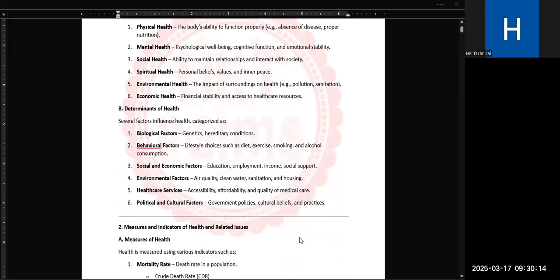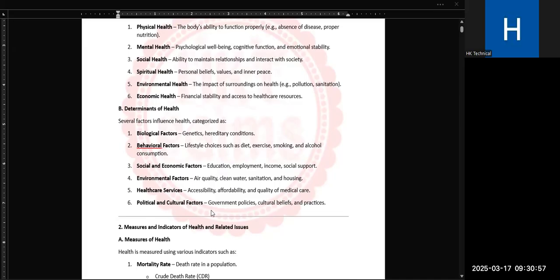Next is our determinants of health. There are several factors that influence health. For example, biological factors such as genetic and hereditary characteristics and conditions. Behavioral factors like lifestyle choices such as the diet you are consuming, exercise, smoking, alcohol consumption, and any other habits. Social and economic factors include education, employment, income, and social support, which also affect your health. Environmental factors like air quality, clean water, sanitation, and housing obviously affect health. Healthcare services, like access to services, affordability of services, and the quality of medical care you are getting.